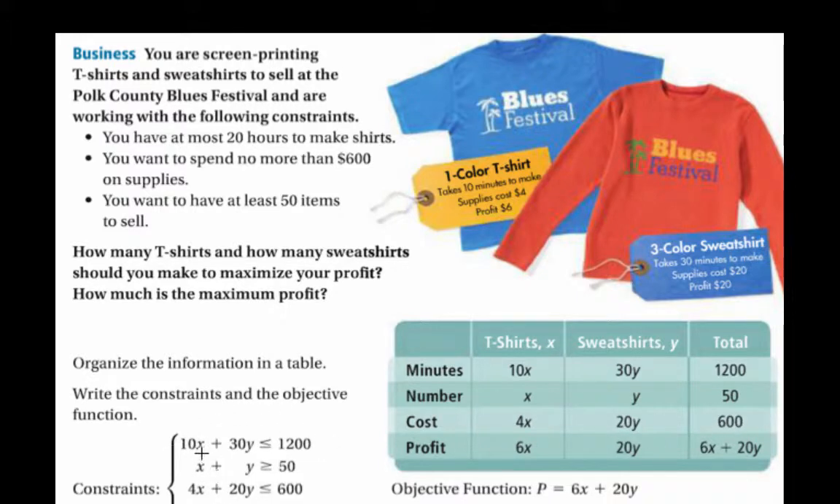So here you can see our constraints. These three inequalities here come from this information in the table. And again, there's a lot of information, so we just have to break it down. Minutes, the number of shirts we're making, those are our variables. And then we have our two constraints here that x has to be greater than or equal to 0 and y has to be greater than or equal to 0, right? Because we can't make a negative amount of t-shirts, we can't make a negative amount of sweatshirts. So they both have to be greater than or equal to 0.